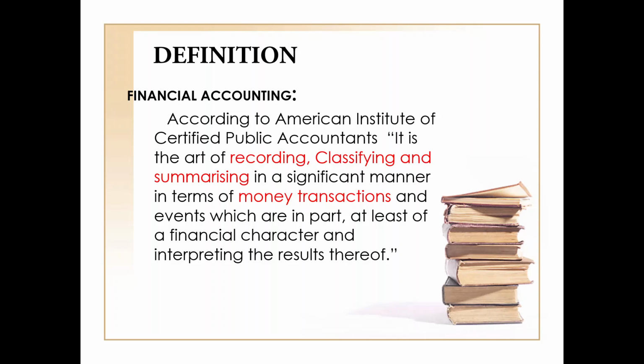Then the last stage is summarizing, where we generally prepare the trial balance and financial accounts, through which we can ascertain the profit and loss and financial status of an organization. These all can be written only in money transactions. The ones which are not dealt with in money are avoided in financial accounting. For example, kindness. Kindness shown to someone, we cannot note it down in financial accounting.